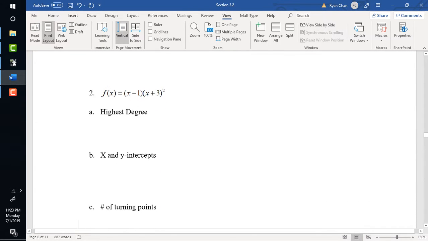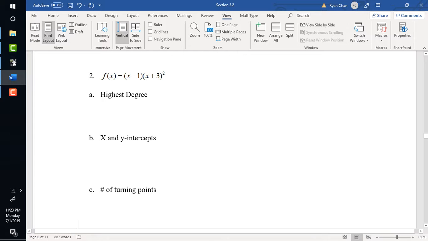So let me give you an example. This is number 2. Number 2 says the following. We have x minus 1 times x plus 3 squared, and we want to talk about different properties that we see. So highest degree, let's remember, right? This is degree 1. This is degree 2. So exponent of 1, exponent of 2. 1 plus 2 is 3. And it's positive. So my highest degree is f of x equal to x cubed.